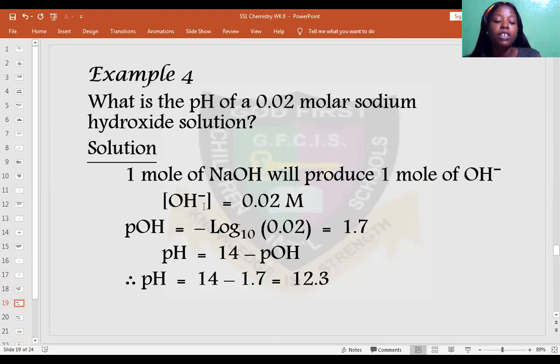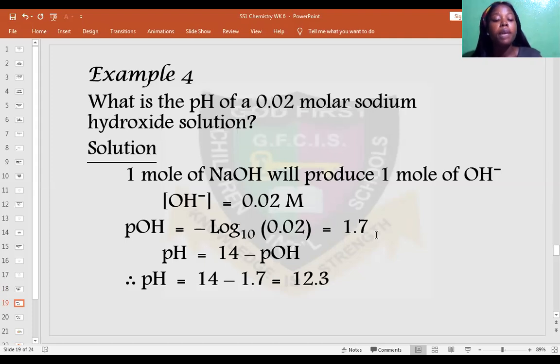So it means that the concentration of hydroxide ion, hydroxide ion in square brackets, I always said, is equal to 0.02. Now, because why? We see 0.02 molar, so we represent it with capital letter M. And I told you that that capital letter M is also equivalent to mole per dm cube. So it means that the pOH, which is negative log 0.02, is equal to 1.7. So if you take negative log 0.02, you have 1.7.